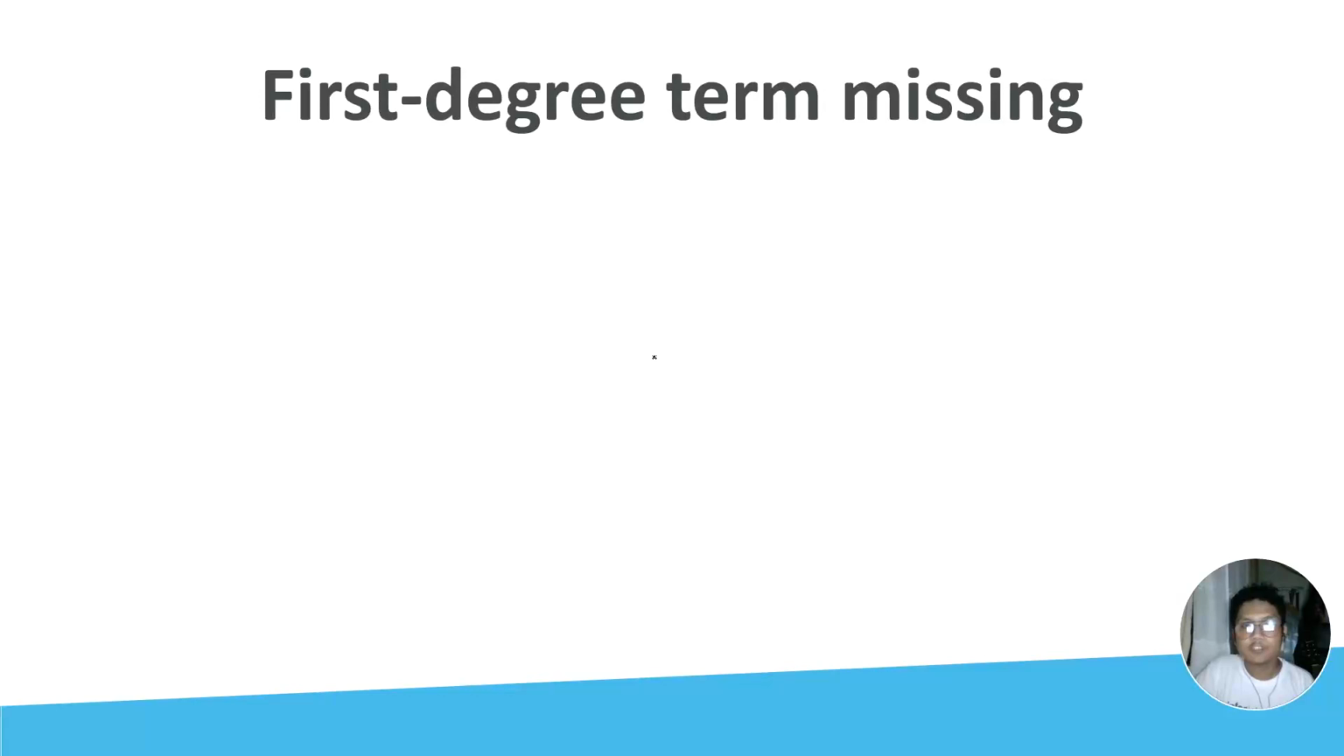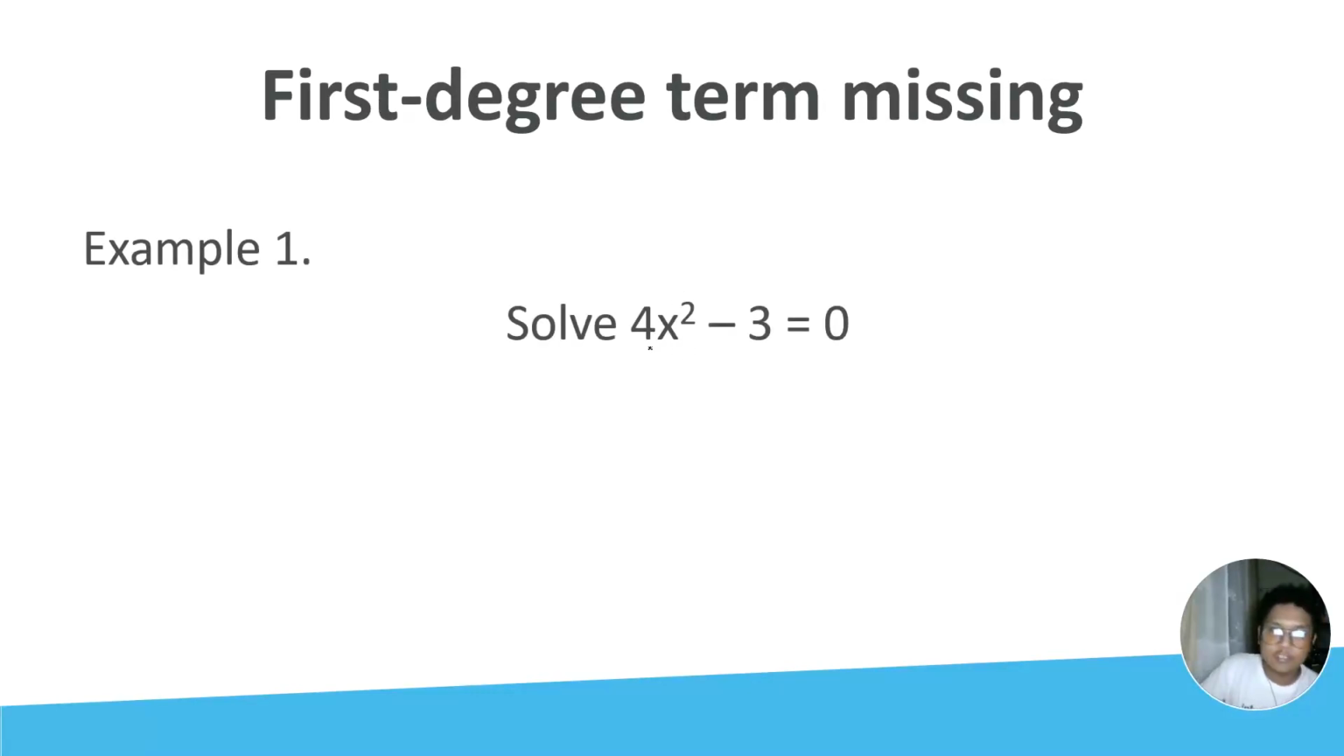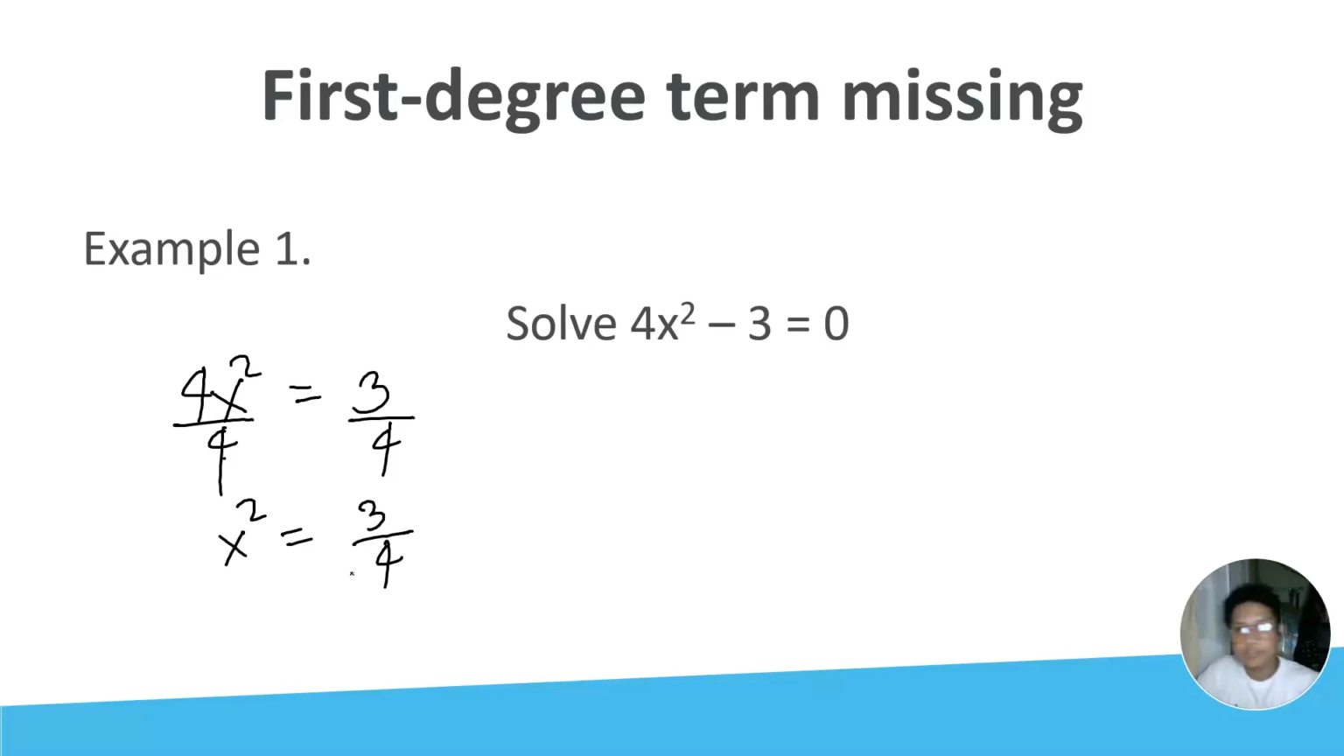So, if the first degree term is missing, as you can see here, 4x squared minus 3 is equal to 0. Solution naman natin dyan para mahanap yung roots natin para sa quadratic equation na to ay 4x squared is equal to positive 3. Then, divide both sides by 4. Then x squared is equal to 3/4. To find x, i-square root natin siya. Square root natin both sides.